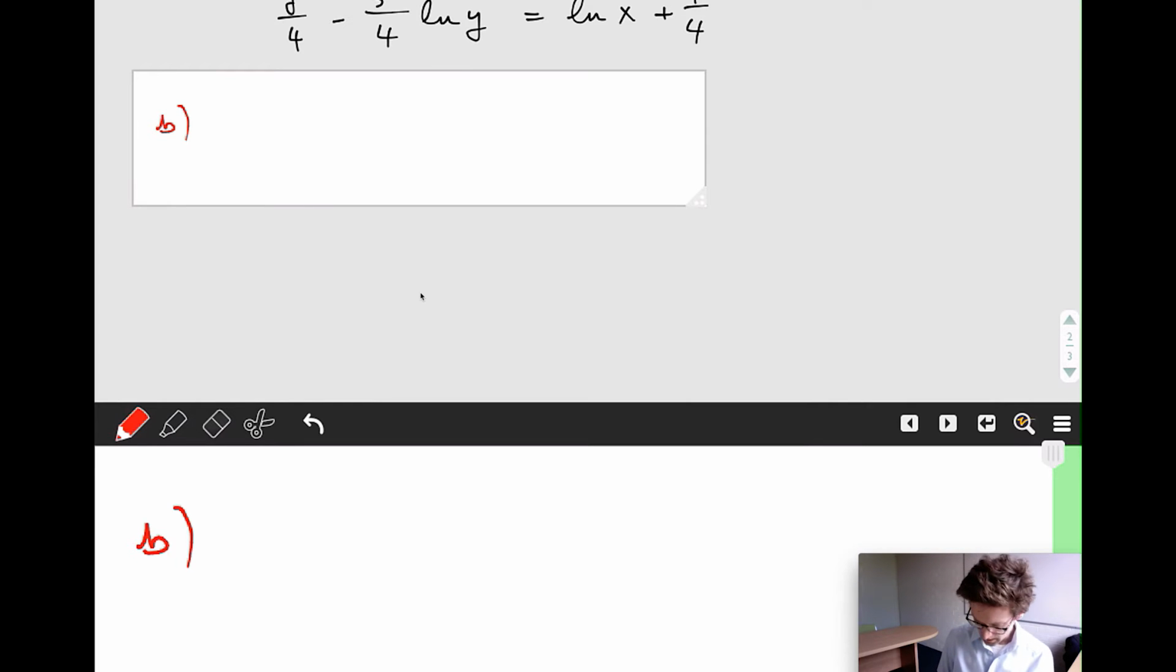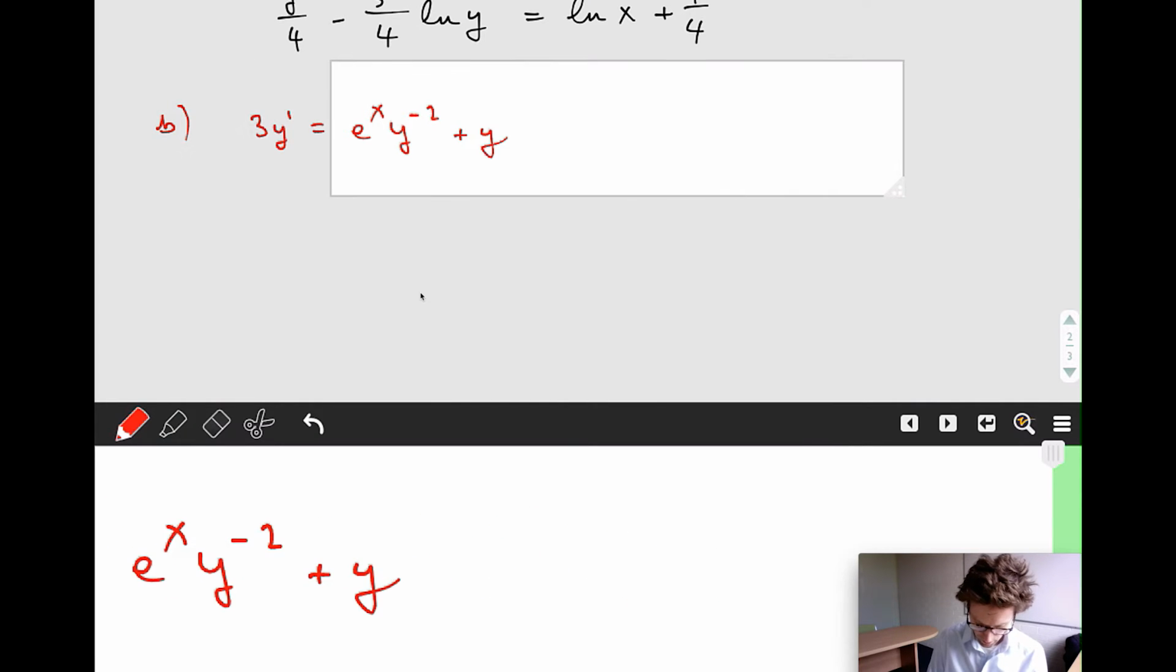So we have a differential equation 3y prime equal to e to the x, y to the minus 2 plus y. And we're going to use the following substitution: y equals z to the power of 1/3. So the way we're going to tackle this is by taking the derivative of this expression on both sides with respect to x, and using that then to get an expression for y prime in terms of z, z prime, and x. So I'm going to eliminate y and y prime from this expression.